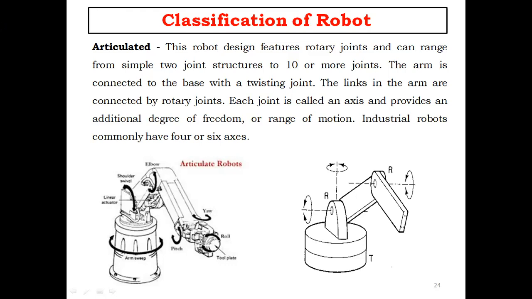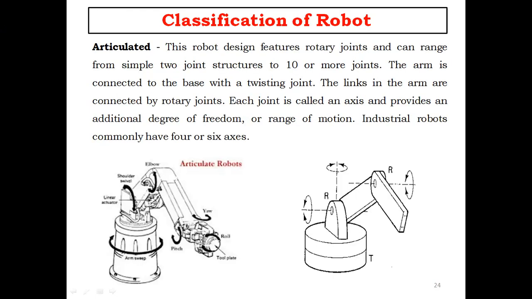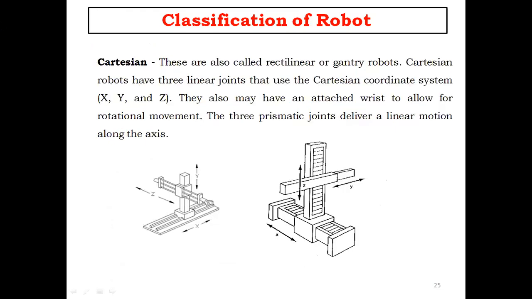So each joint we call an axis, and it provides an additional degree of freedom or range of motion. Industrial robots commonly have 4 or 6 axes. We'll have a range from simple two-joint structures to 10 or more joints, connected to the base with a distinct joint, and connected by rotary joints, each called an axis, providing an additional degree of freedom. Commonly 4 to 6 axes.